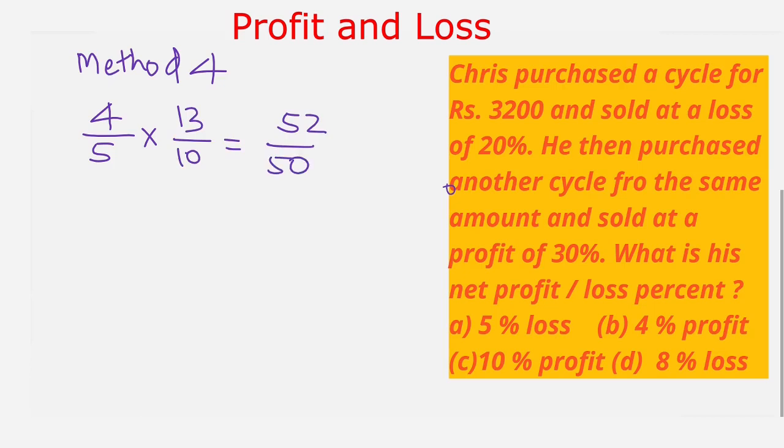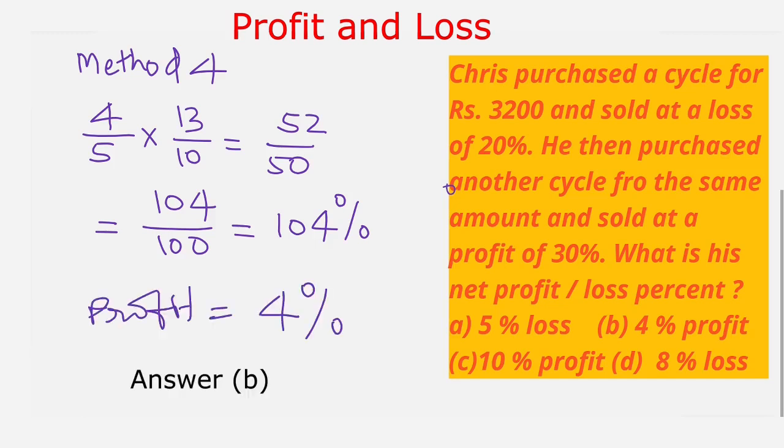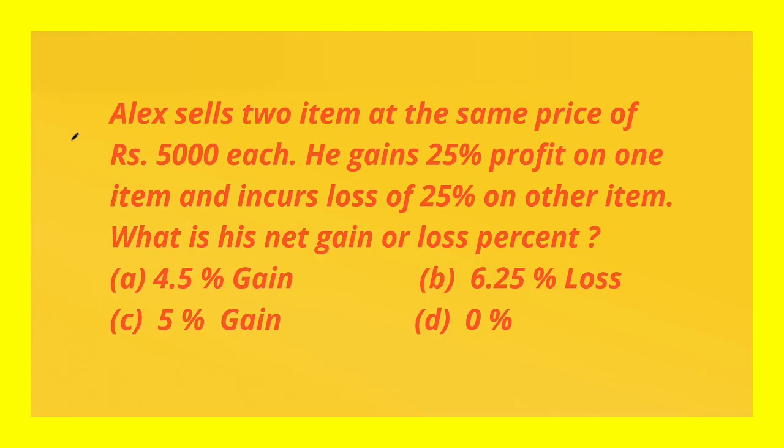We have to make the denominator 100. So we multiply numerator and denominator by 2. This becomes 104 upon 100. This is 104%. Thus the profit is 104 minus 100, which is 4%. You can solve such types of questions by any of the methods in which you are comfortable. We go to the next question.